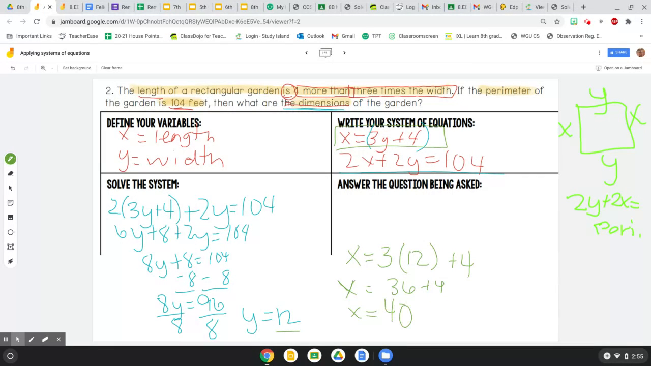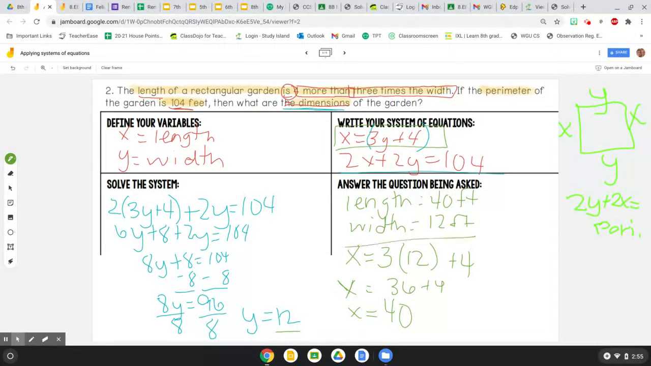Okay, so I have to be specific because this is like a real world thing. I need a label. So I know that the length is equal to, I know it's the x value, and I just got that to be 40. So that's 40 feet. And I got the width to be the y value, which was 12. So 12 feet. So make sure you're labeling whenever possible.